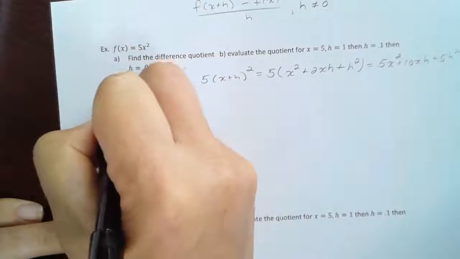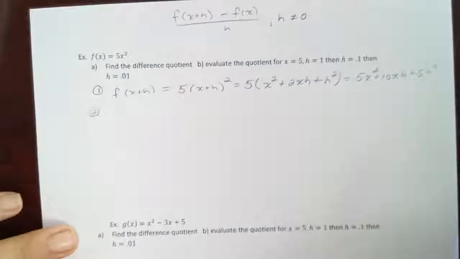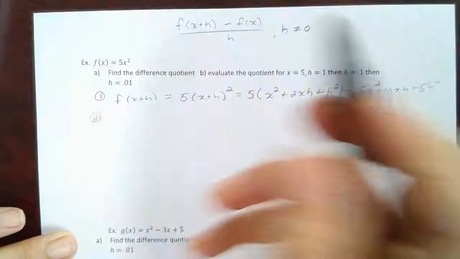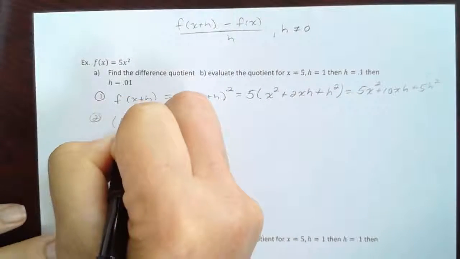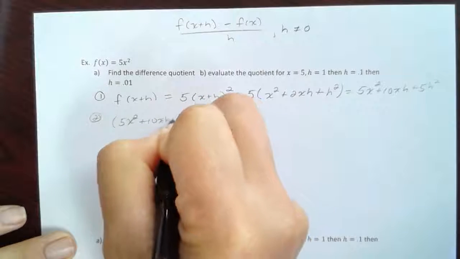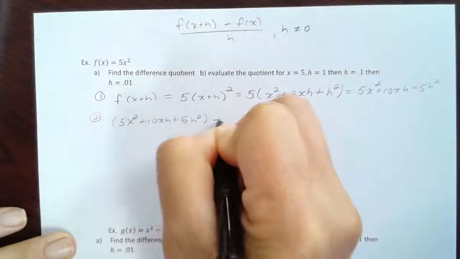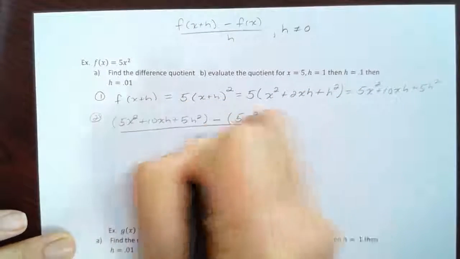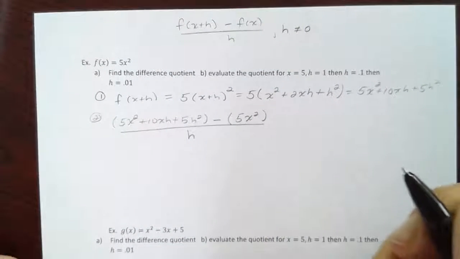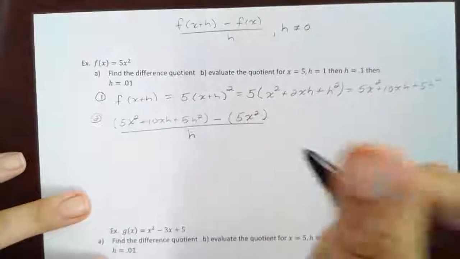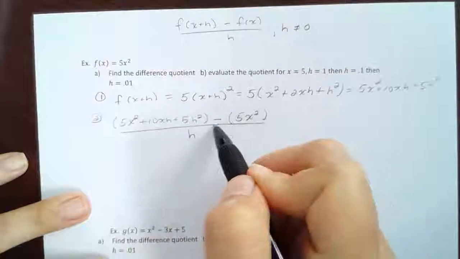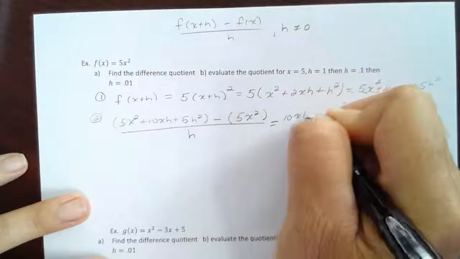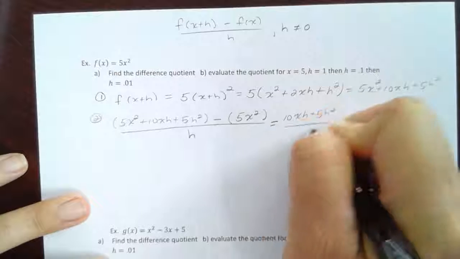Alright, in part 2 now, we're going to substitute these expressions, this one and 5x squared, up here, and then we're going to simplify. So I've got 5x squared plus 10xh plus 5h squared minus f of x, which is 5x squared, all over h. Now this one's kind of simple because it only has one term, which is really nice. So the next thing we're just going to do is combine like terms. So this positive 5x squared and this negative 5x squared are a pair of opposites. They cancel, becomes 0. So we've got 10xh plus 5h squared all over h.